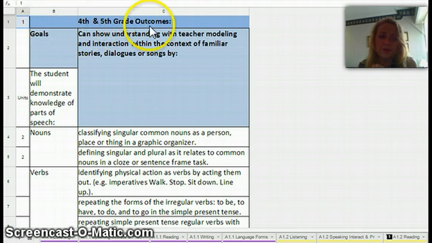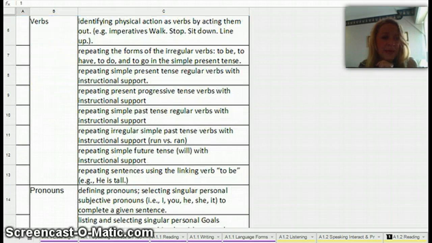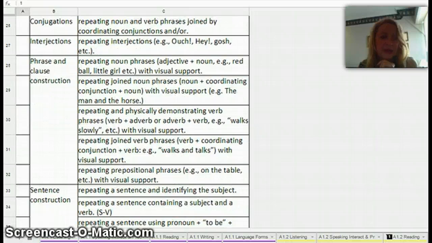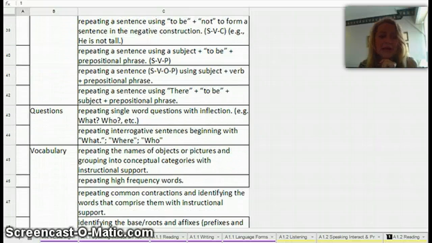So for example, fourth and fifth grade, the language form outcomes can be like this. So we look at things like pronouns, adjectives, interjections, sentence structure, and that sort of thing.